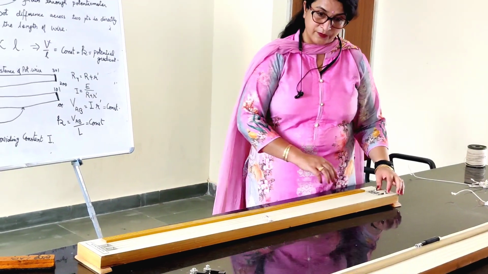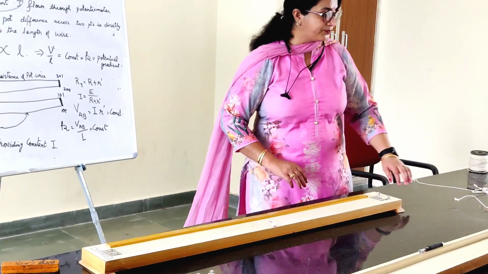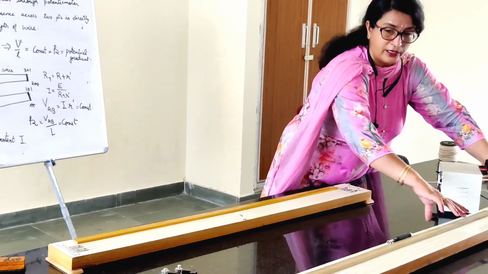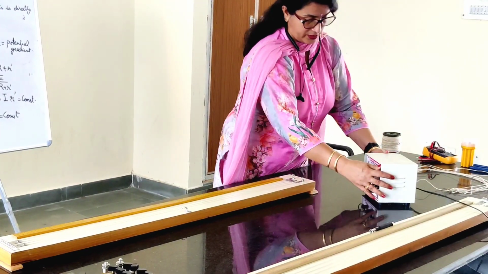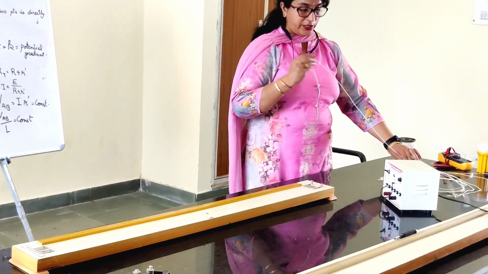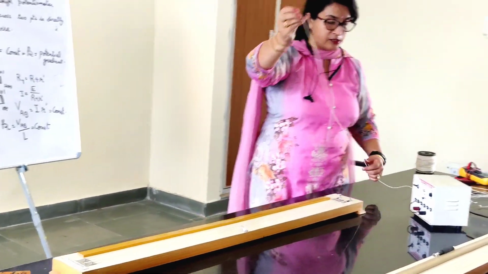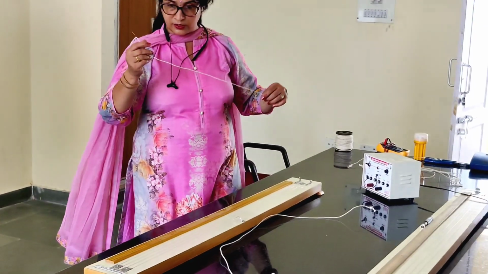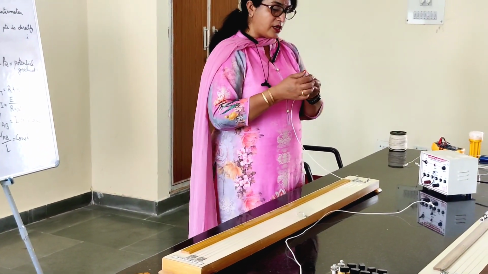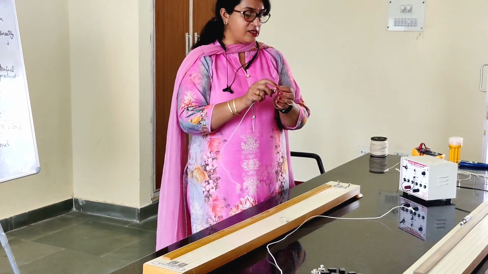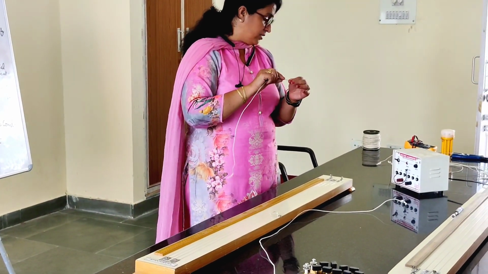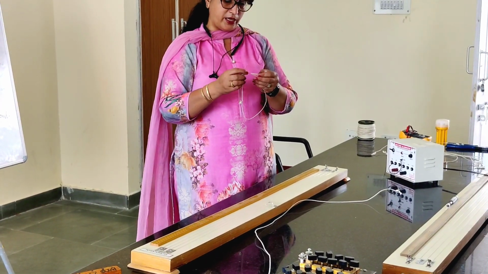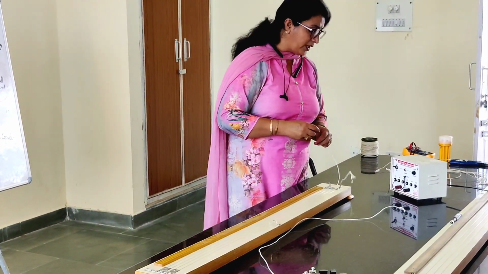Now let's connect these terminals, first of all, with the battery eliminator. This is our battery eliminator. It is connected with the main supply. These are the wires. These wires are already cleaned, the edges are clean, so that there is no resistance offered by these wires. These are connecting wires.